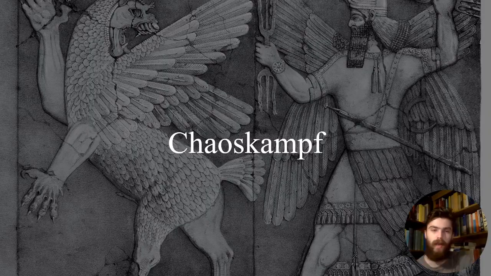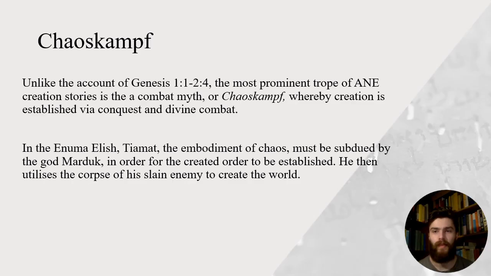And we see this also in ancient Mesopotamian literature. But this seems to be generally unlike the account we see in Genesis 1 to 2. But it is the most prominent trope of ancient Near Eastern creation stories, as I just explained. The Chaoskampf, or literally German for chaos battle or war with chaos, where creation is established via a conquest or a divine combat between normally the creator god and the god of chaos herself.